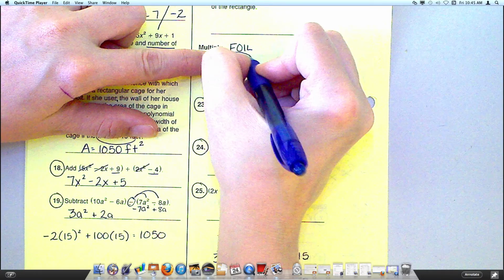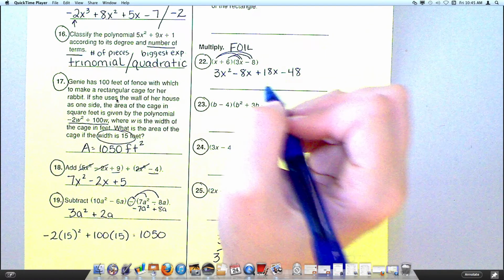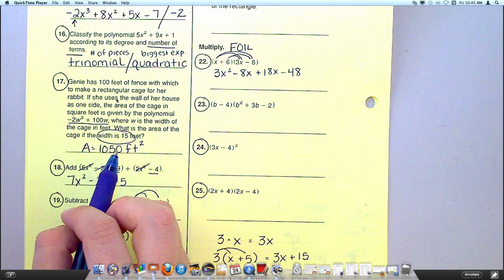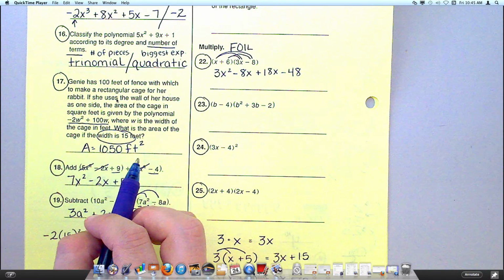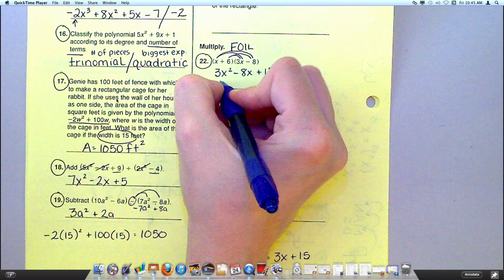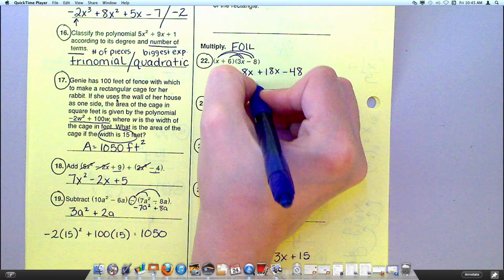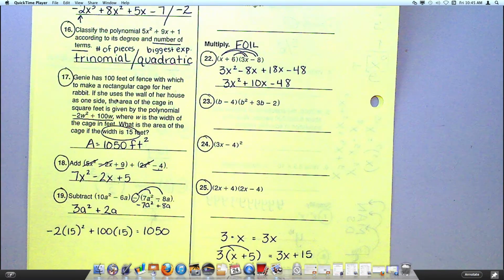And 6 times negative 8 is negative 48. And then I can combine like terms. So what do I get when I combine negative 8 and 18? So it'd be 10. Yep, negative 8 and 18 make 10. So 3x squared plus 10x minus 48 would be your final answer.